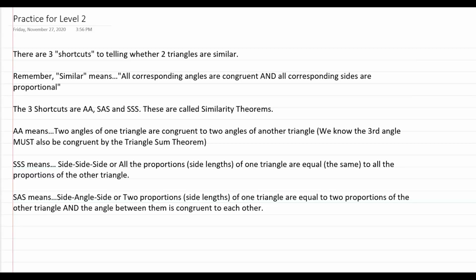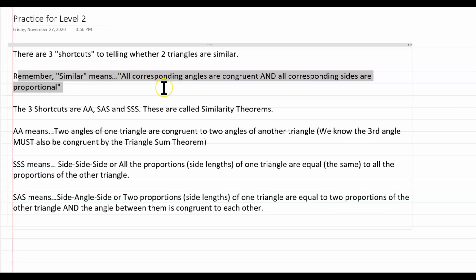So this is a practice for level 2 triangle similarity. This is learning target 9. All right, so a review real quick. Remember what similarity means. Similar means all corresponding angles are congruent and all corresponding sides are proportional.